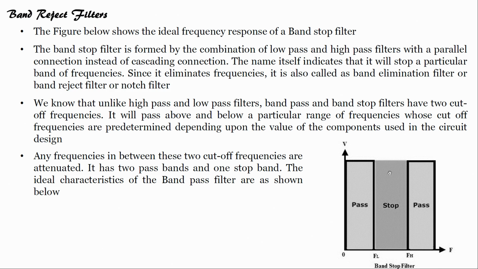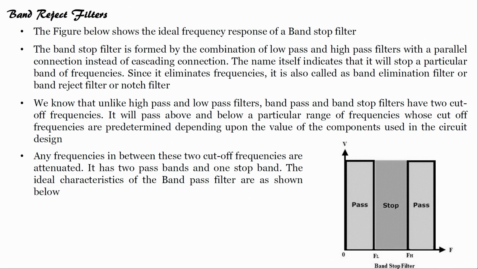The band stop filter is formed by a combination of low pass and high pass filters with a parallel connection instead of a cascading connection, right. In the case of the band pass filter, we were cascading low pass and high pass. In the case of the band reject filter, we combine them in a parallel configuration. The name itself suggests that it will stop a particular band of frequencies. Since it eliminates frequencies, it is also called a band elimination filter, band reject filter or notch filter, right.